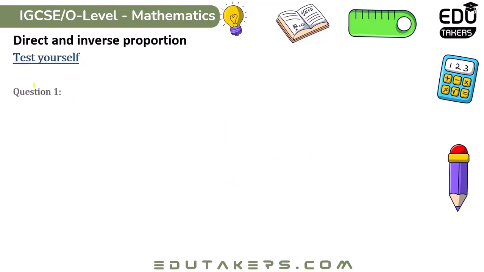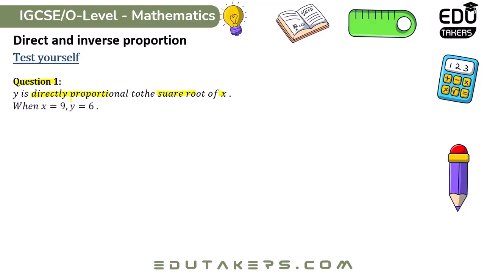Now test yourself. Question number 1. Y is directly proportional to the square root of x. When x is equal to 9, y is equal to 6. Find y when x is equal to 25. It's a 3 marks question.